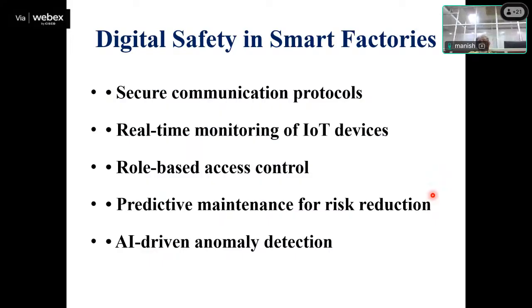Then the predictive maintenance for risk reduction. That is possible. I have told you that this is another important attribute of a smart manufacturing system. So it will be there. And then the AI driven anomaly detection. So this is the important thing.